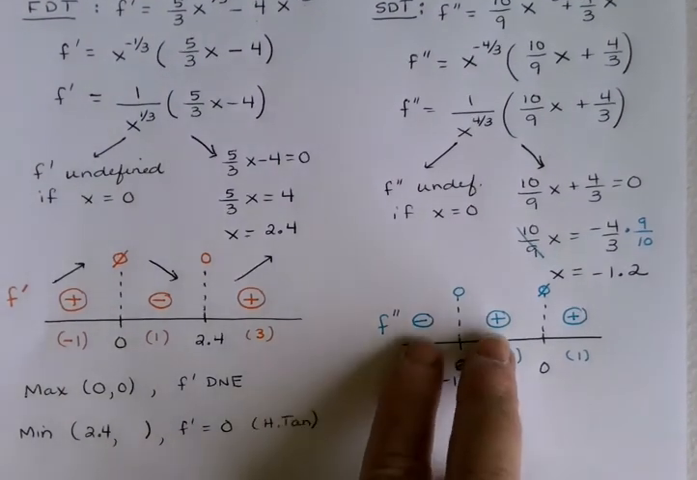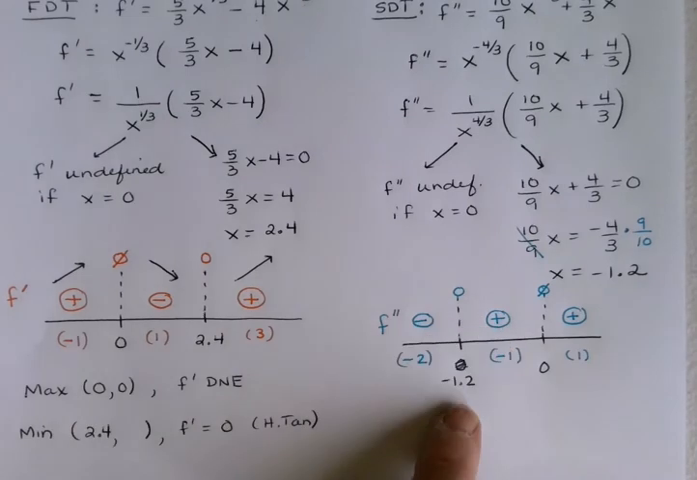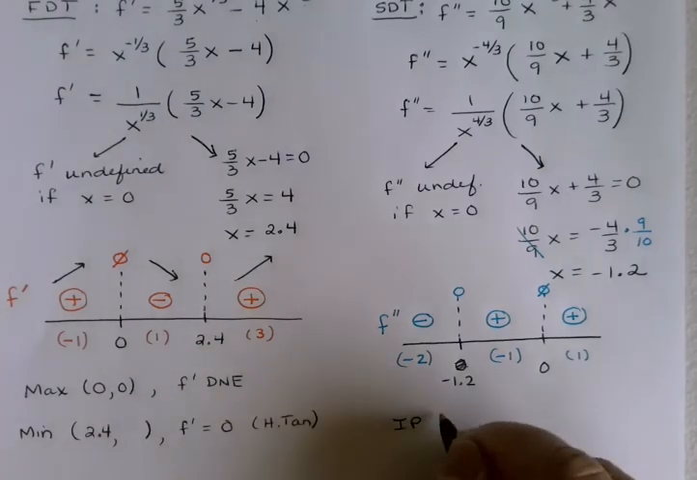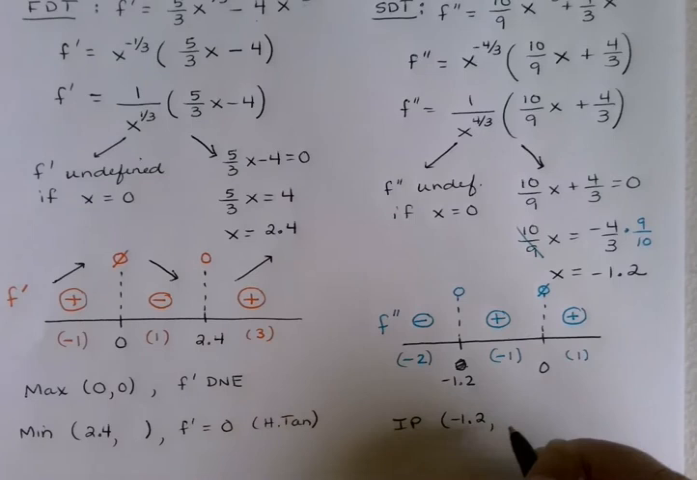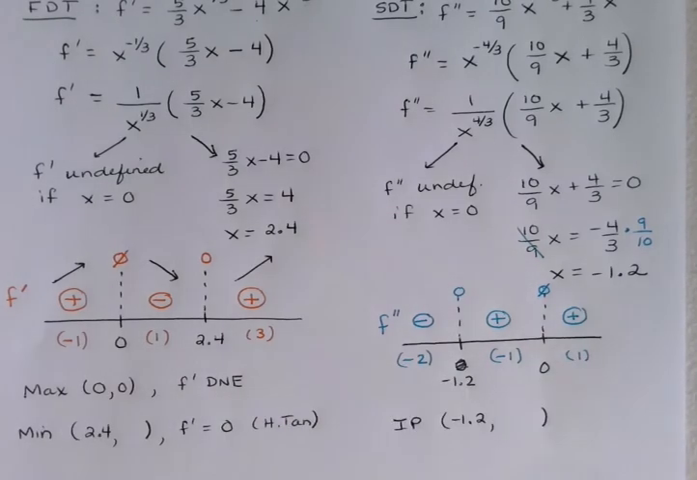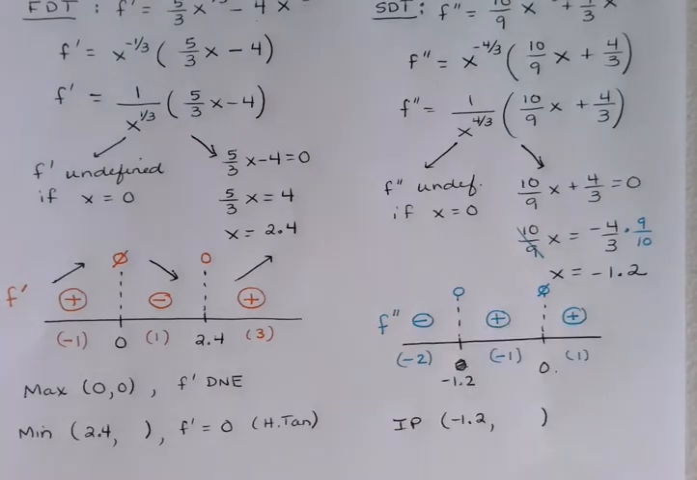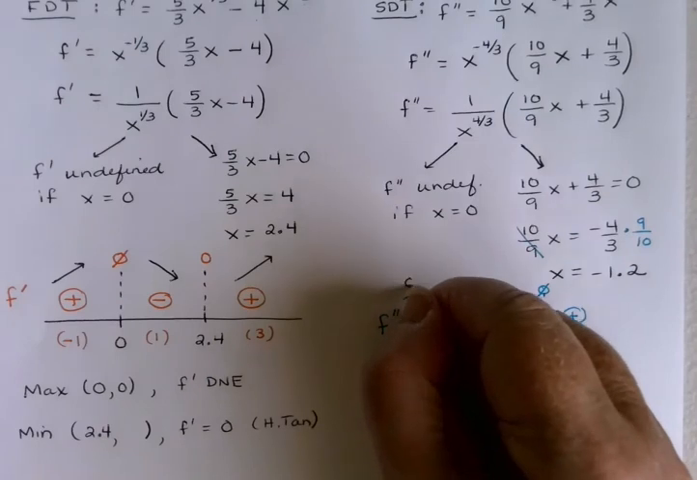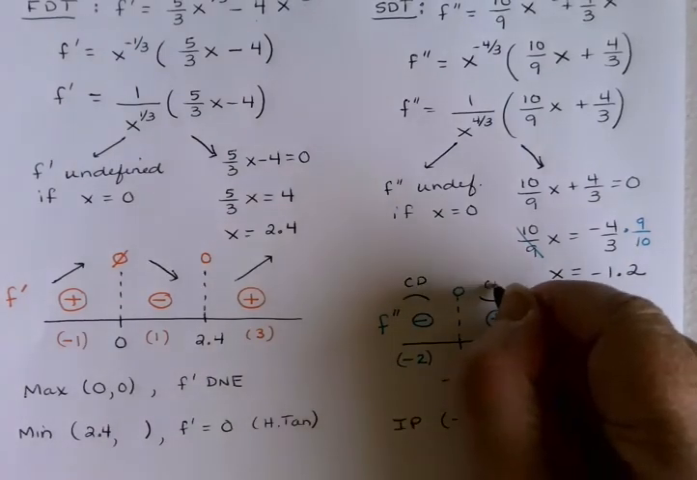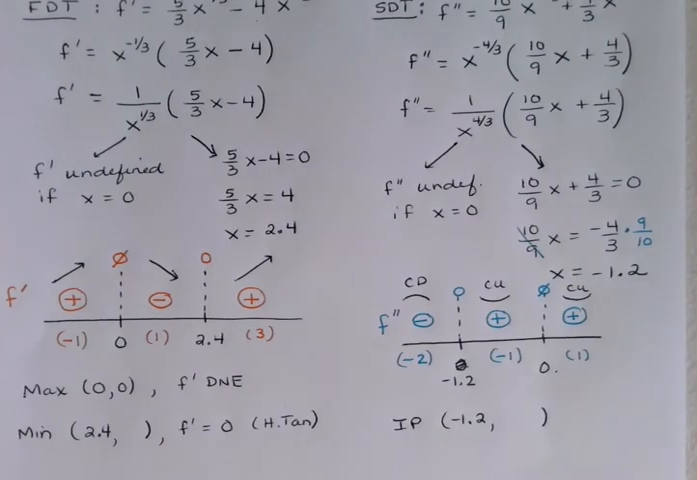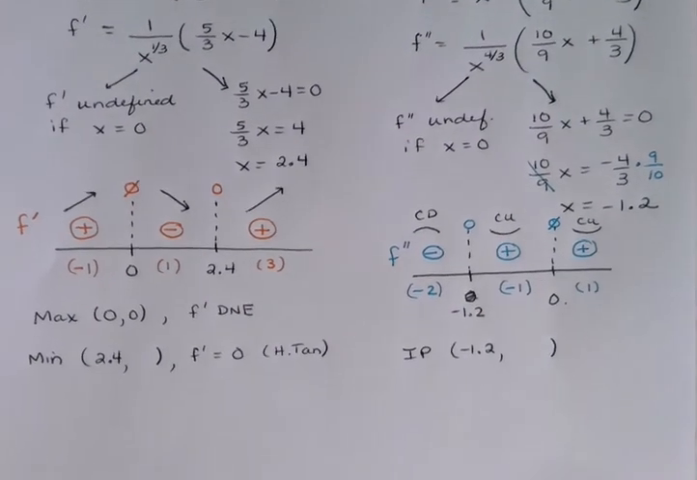So I got a change in concavity right here, meaning I do have an inflection point when x is negative 1.2. And again, I'll get the y value in a little bit. No inflection point at 0. Notice that I did not get a change in concavity. This was concave down, concave up, and it stayed concave up after 0. All right, what's this thing going to look like?